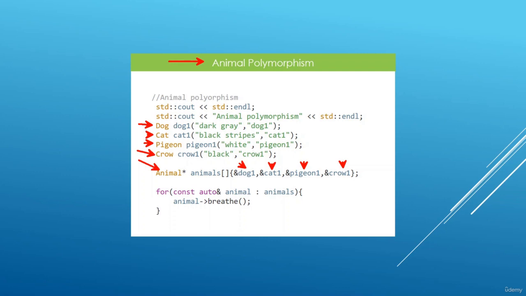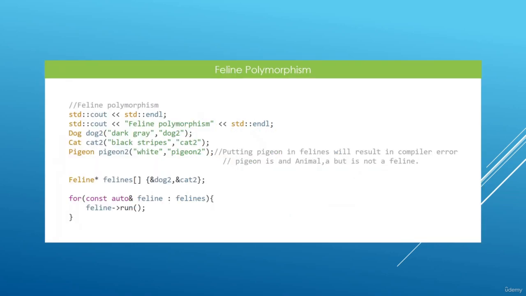And if we do animal polymorphism and call the breathe method, which exists in any kind of animal we have in our program, this is going to call the most specific breathe method on each animal, and this is going to work really well. This is going to do animal polymorphism. Following the same idea, we can also do feline polymorphism, and in this case, feline is going to be acting as our base pointer. So again, we have our dog, we have our cat, we have our pigeon.